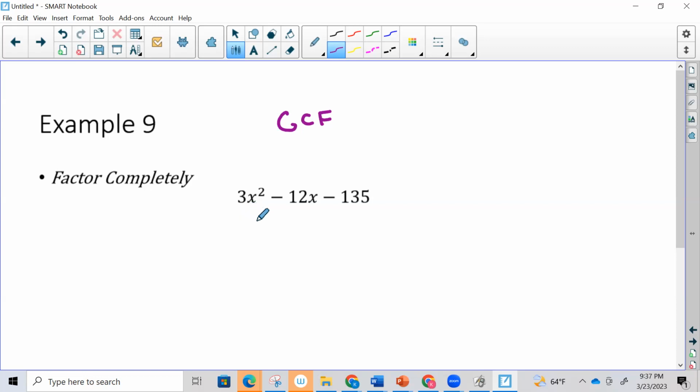A lot of you might not know if 135 is divisible by 3, so you would probably need to do 135 divided by 3 and see if you get a whole number, which you will. So the GCF is 3. We're going to factor out a 3, and then I'm going to divide all of these by 3. And so I get x squared minus 4x minus 45.